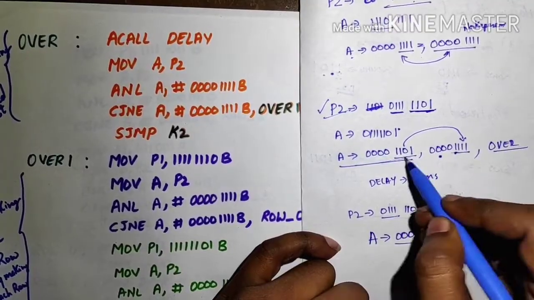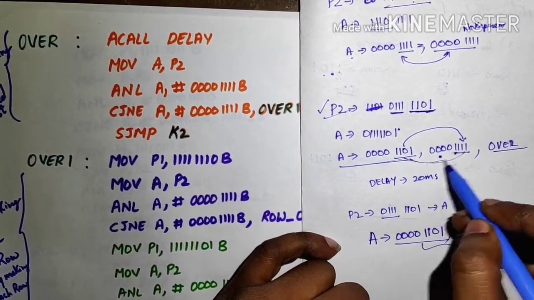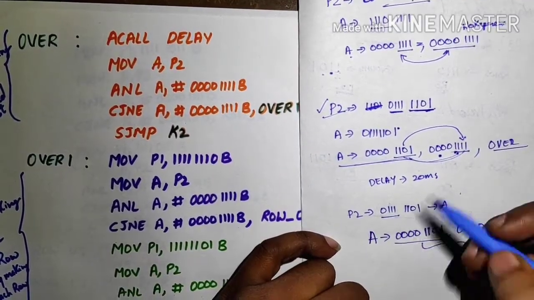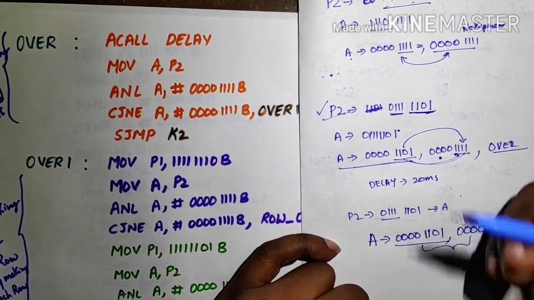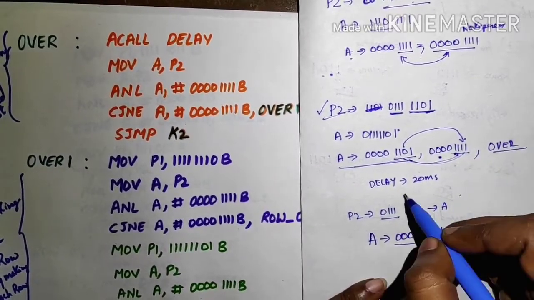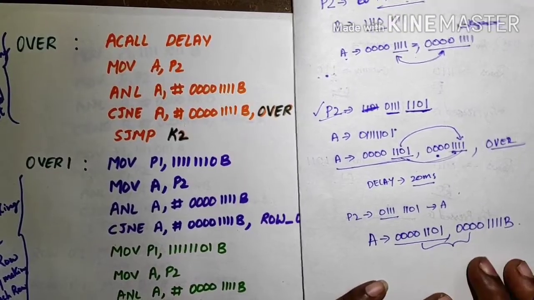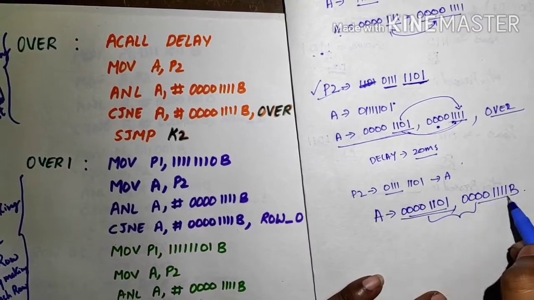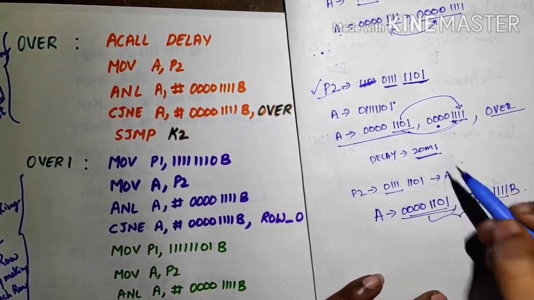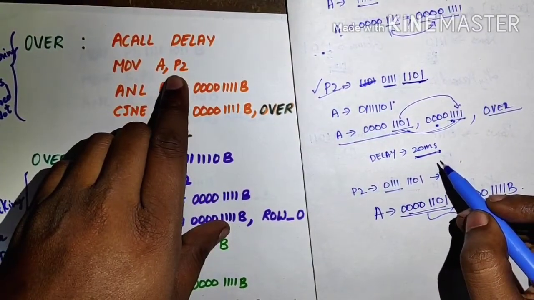After comparing the column values, if there is any change in the column, it will identify that there is a key press. After identifying, it will again wait for 20 milliseconds and check the column value again. So here the program waited for 20 milliseconds, and again it will read the column.